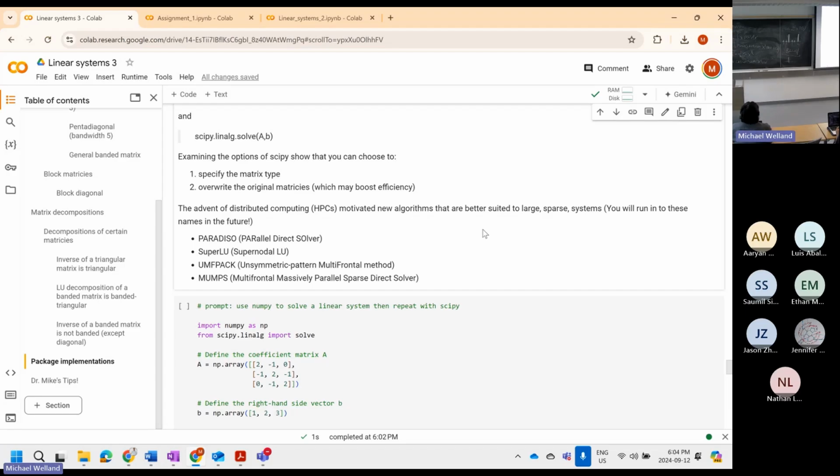So with the advent of HPCs and distributed computing, there was a big surge in developing these different algorithms, and these are kind of the main ones that you're going to encounter out there. Also Trilinos, by the way, I don't think I included that one. The big one that you're going to see a lot of is UMFPACK, unsymmetric pattern multifrontal method. We're not going to talk about what these multifrontal methods do. I think I did describe them yesterday, right?